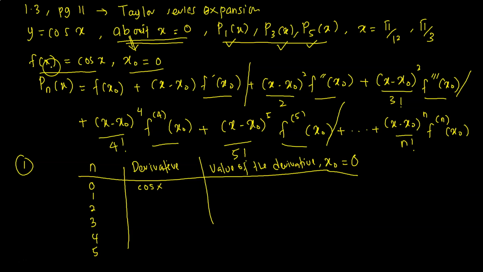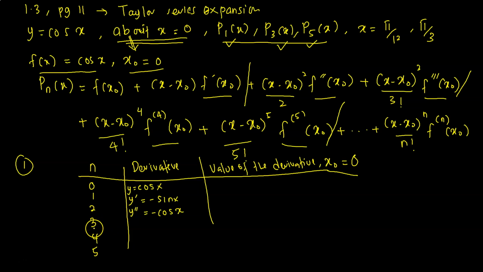When n equal to 1, you need to find f prime(x). I write this one as y. For the next one, differentiate once, and you get negative sin x. And then when n equal to 2, you have to find the second derivative. So differentiate this one, you will get actually positive cos, but this has a negative, so negative cos x.